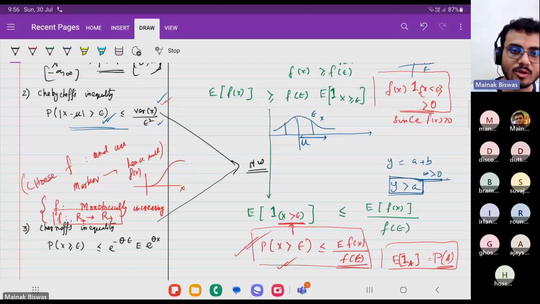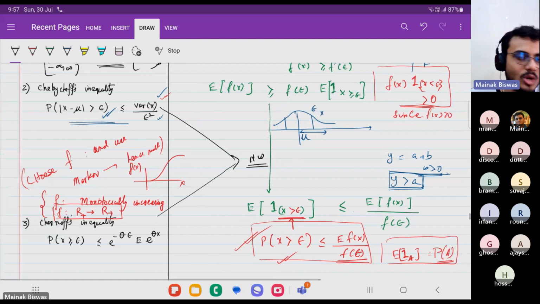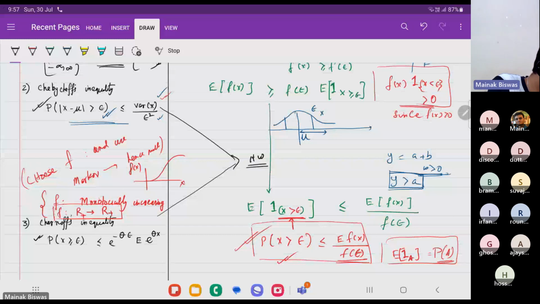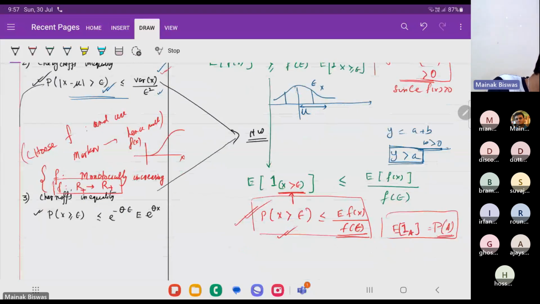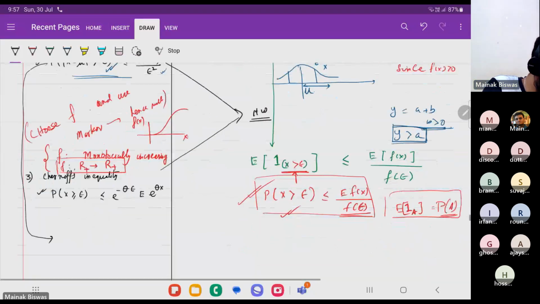Yeah. You are asking what this inequality physically means, right? Yes or no? Yes, so you will only be able to understand the importance of this inequality once you have proved this statement at least. So let us consider this statement, which is also an equivalent of the Markov.